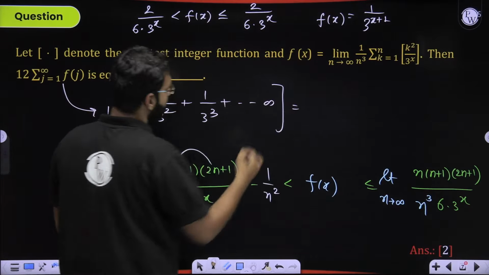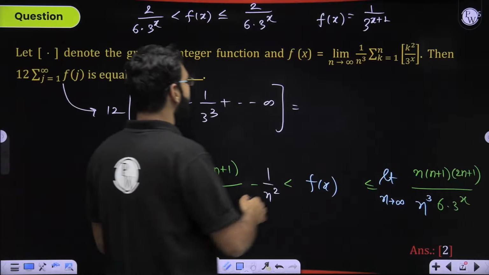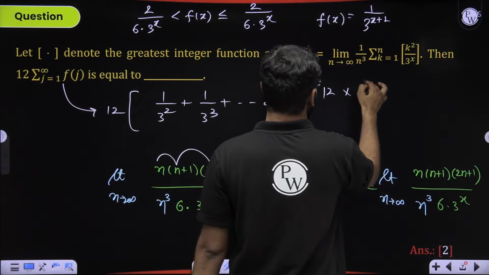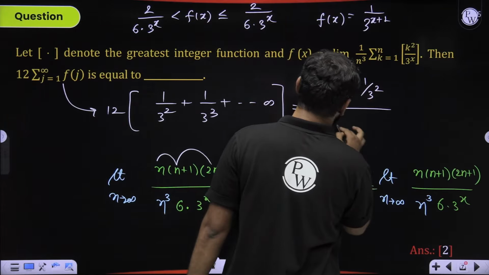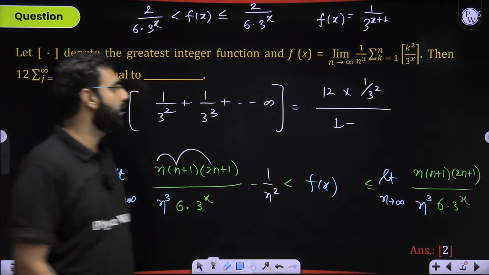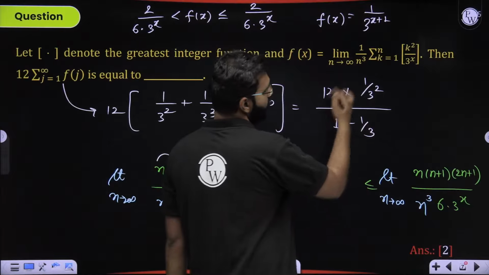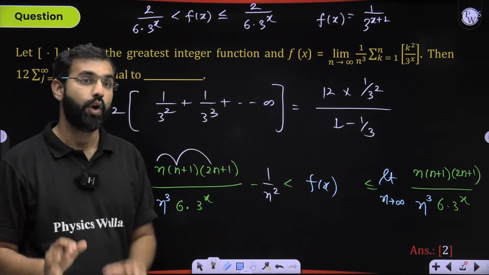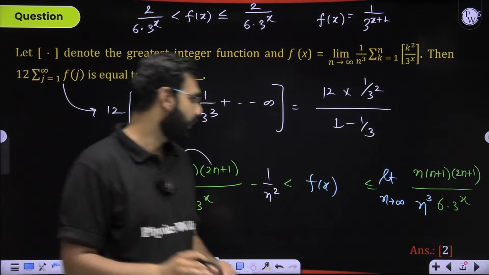So this is again nothing but an infinite GP. With this infinite GP, the first term is 1 by 3 square. I hope you can see it very clearly. So a upon 1 minus r, what is the common ratio? The common ratio is 1 by 3, so I'll introduce a 1 by 3 here. Can you not simplify this, solve this, and get the final answer? I hope I can move ahead from here.